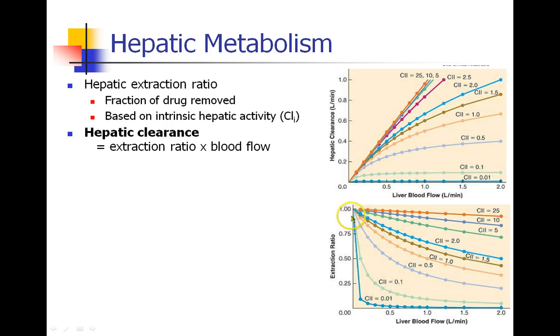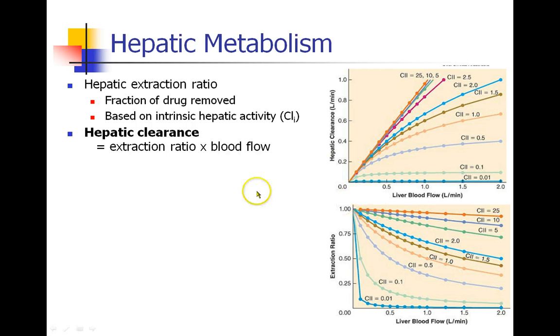We can look at that in another way over here. Here we're looking at extraction ratio as a function of liver blood flow. So let's talk through this for a minute. Let's go back to our red drug. This drug, we say, has a perfect extraction ratio. The liver can take out every last drop of drug that comes to it.